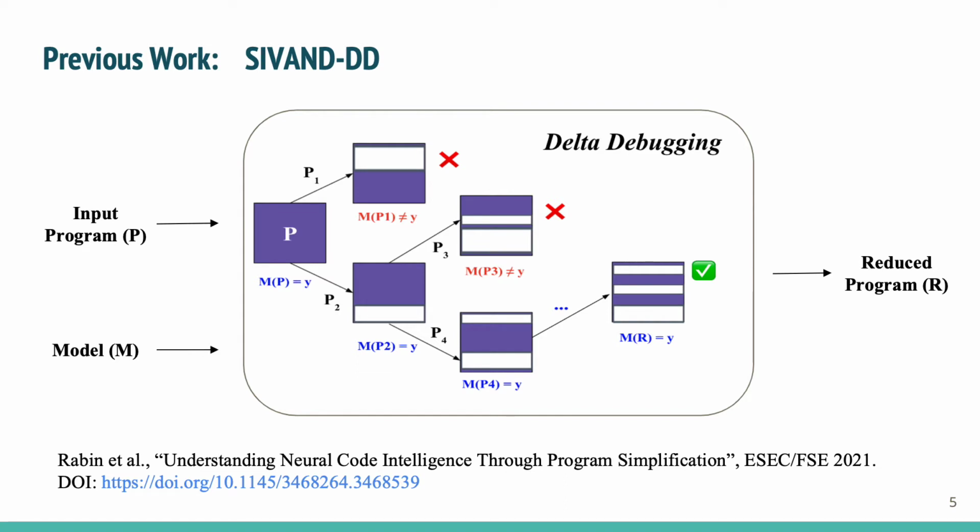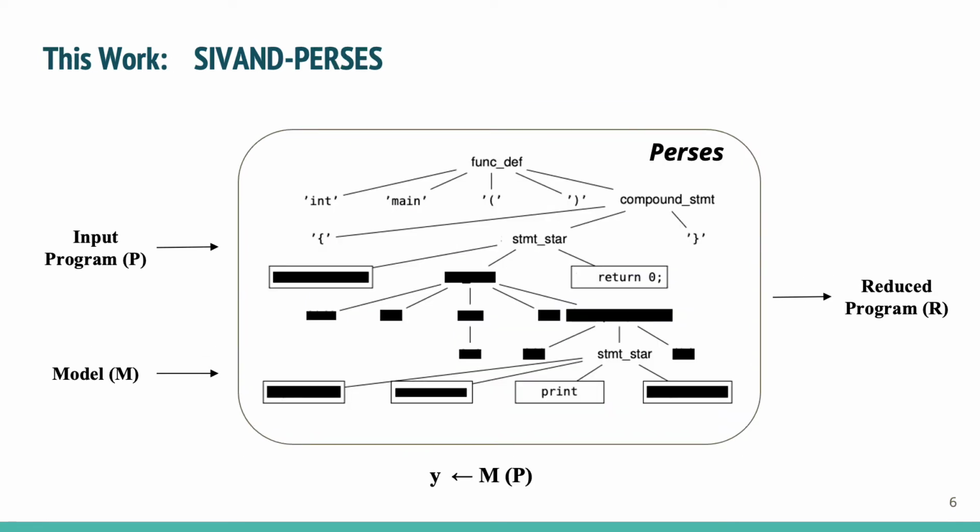However, the delta debugging approach does not follow the grammar of the programming language during the reduction and creates a large number of invalid programs, which hinders the overall performance of reduction. Therefore, in this work, we adopt Perses as the reduction algorithm that follows the grammar of the programming language and always generates valid input programs, which improves the overall performance of the reduction.